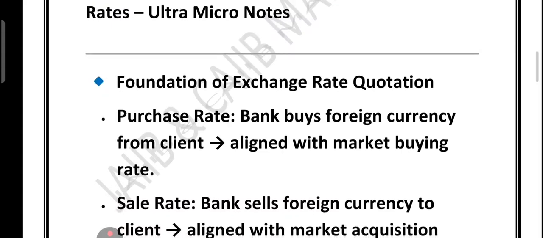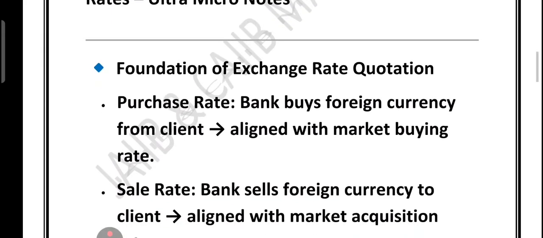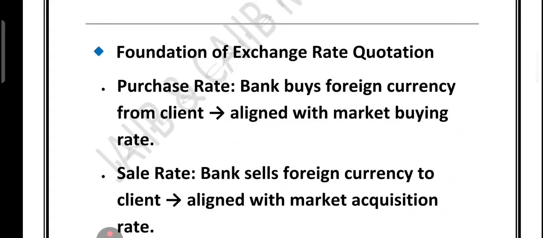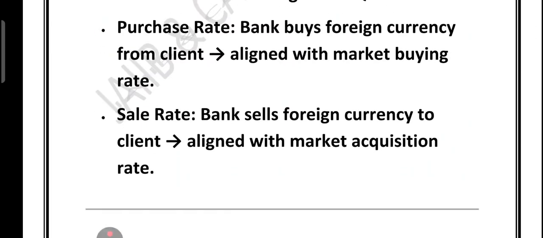So a bank quotes an exchange rate based on whether it is buying or selling the foreign currency. When I say purchase rate, it means when the bank buys foreign currency from you, it uses a rate aligned with the market buying rate. And when the bank sells foreign currency to you, it uses a rate aligned with the market selling or acquisition rate. So there are two kinds of rate, purchase rate and selling rate.